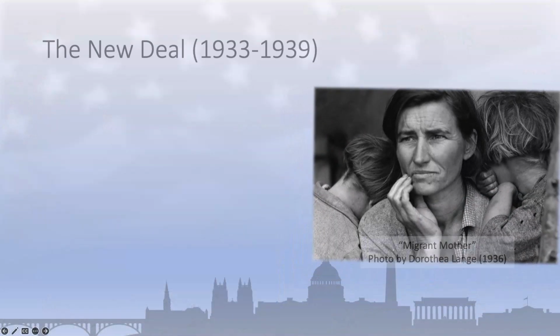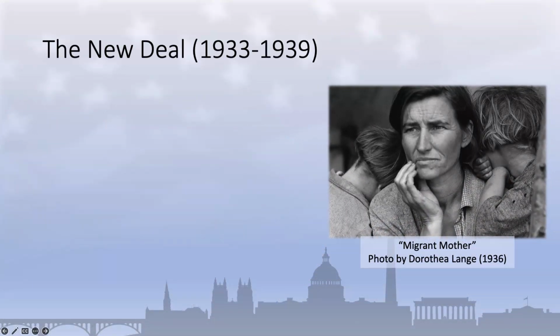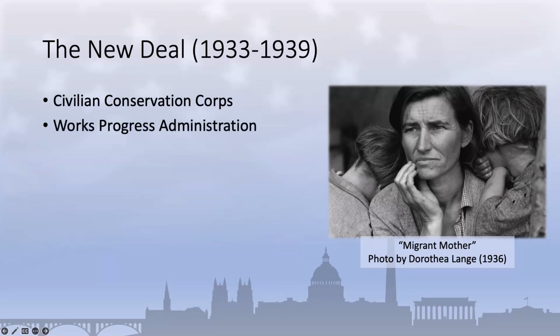President Franklin D. Roosevelt sought to address the economic crisis through a series of ambitious programs collectively known as the New Deal. The New Deal sought to provide economic relief to those suffering from the Great Depression, stimulate economic recovery, and introduce long-term reforms to prevent future economic crises. New Deal programs included public work programs like the Civilian Conservation Corps and the Works Progress Administration, intended to provide direct employment to unemployed Americans.